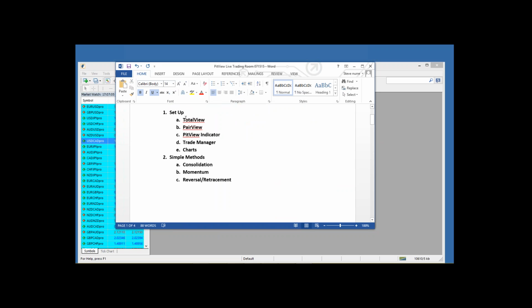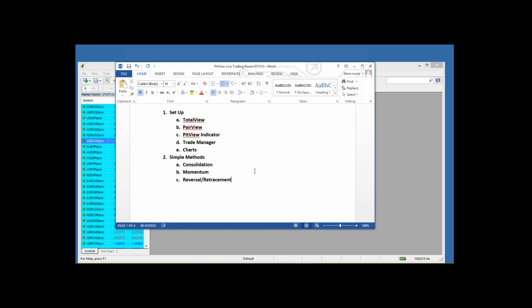Very simple, the way I do it: using total view, pair view, the PitView indicator, the trade manager, and how I set up my charts, and then get into more of the simple strategies that we do in class: consolidation, momentum, reversal, and retracement. It's funny how when you've been trading so long, your trading strategy actually matches more with what most people would learn in technical analysis 101.